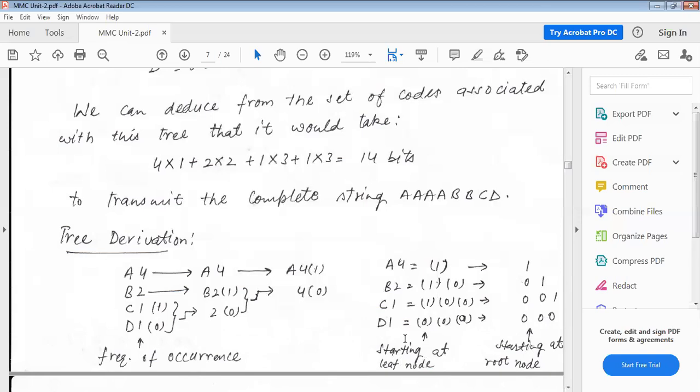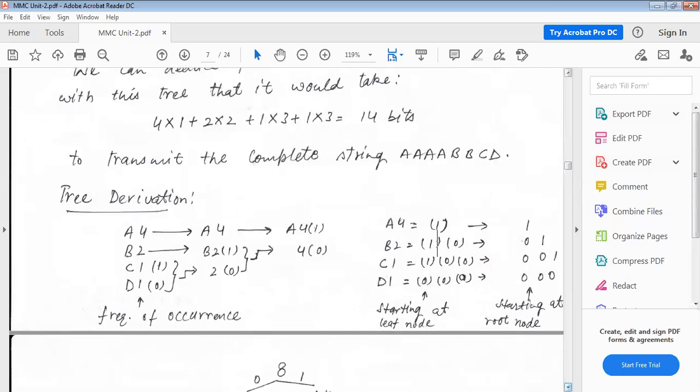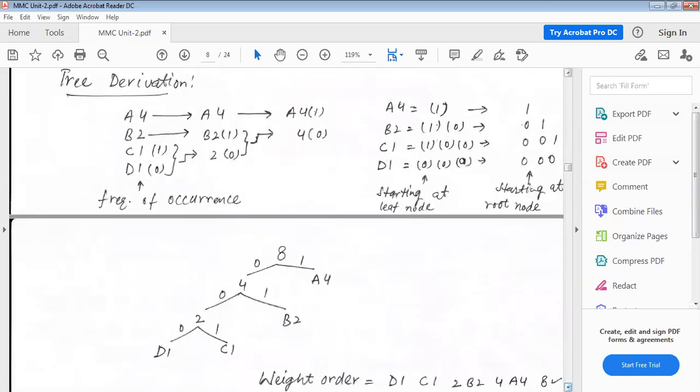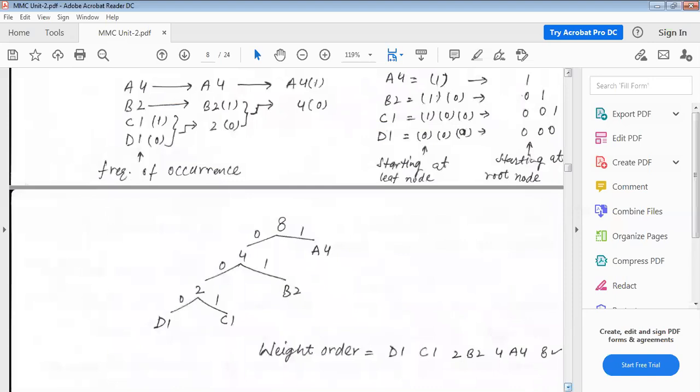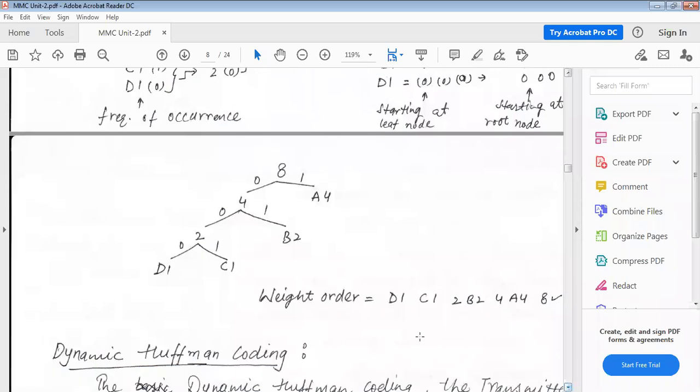How to derive the tree derivation? In the examination, they will ask you to construct the Huffman tree and derive the tree derivation of it. So then you have to follow this procedure. Okay. So next, if you want to find out the weight, then we are going to write this weight order. So what I will do.